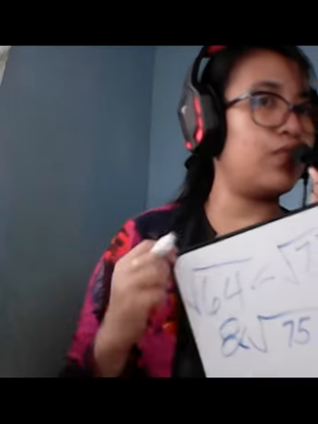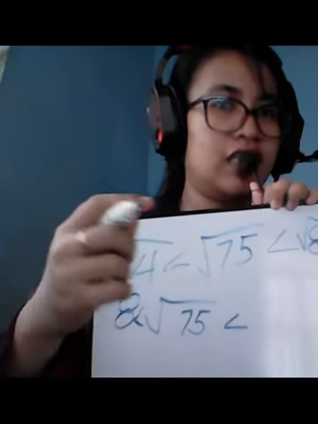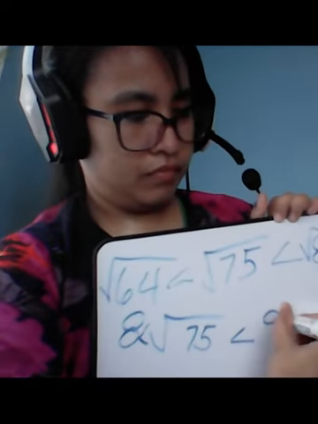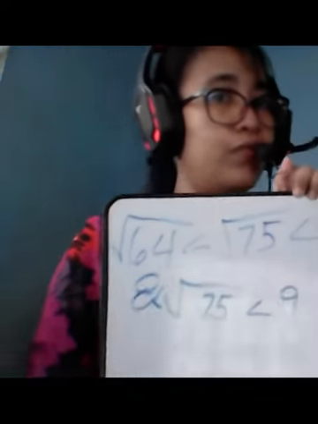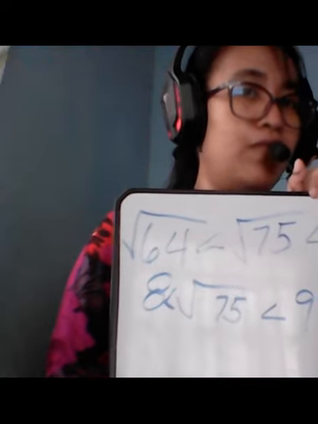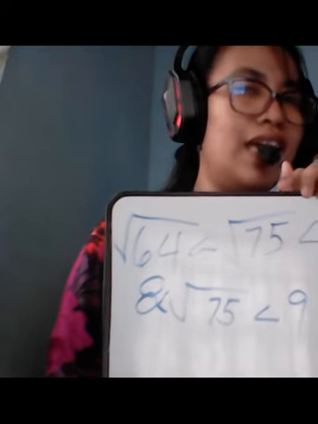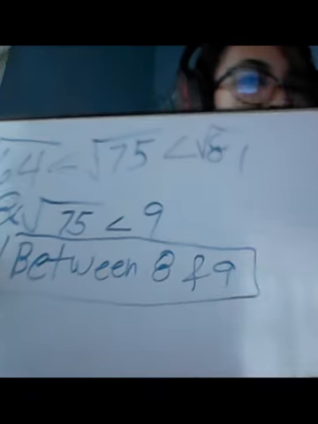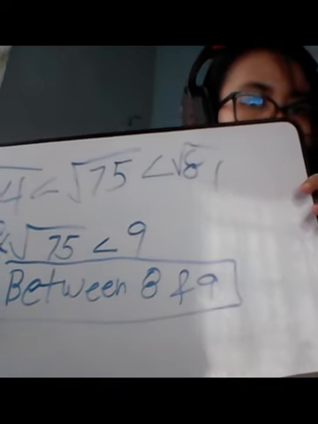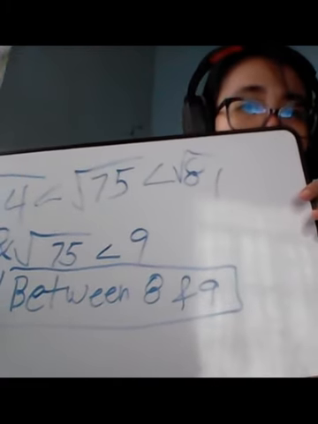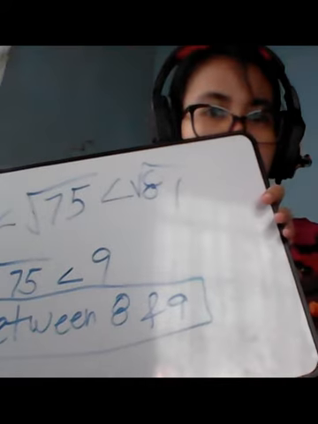And the square root of 81 is 9. So therefore, square root of 75 is between 8 and 9. So that will be our answer. Again, make sure that your integers are consecutive.